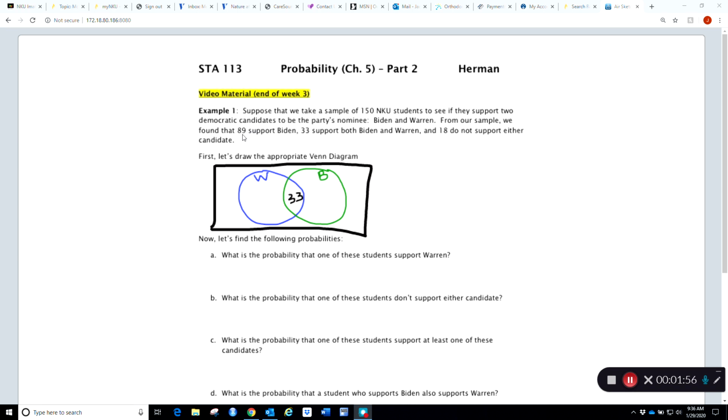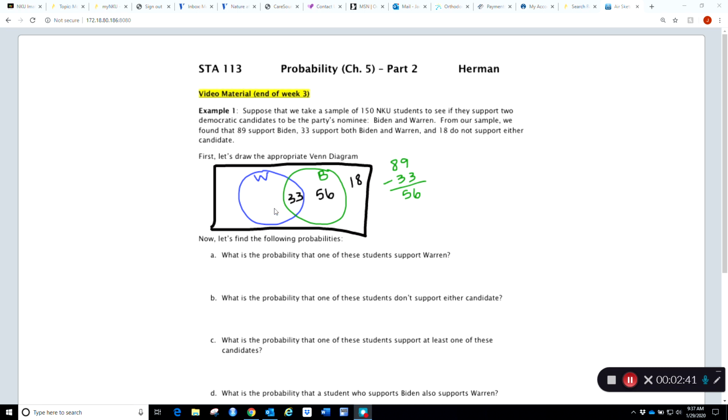Now I can backtrack and use this 89, because again, this entire circle needs to be 89. So to find my number I want to put there, if I take my 89 minus that 33, I will get 56 to be in that piece, because now when I look at my entire circle, 89 support Biden. We're also given that 18 do not support either candidate. So they don't support either Biden or Warren. So that means that 18 is on the outside for me because they're not going to be in either circle that we're looking at.